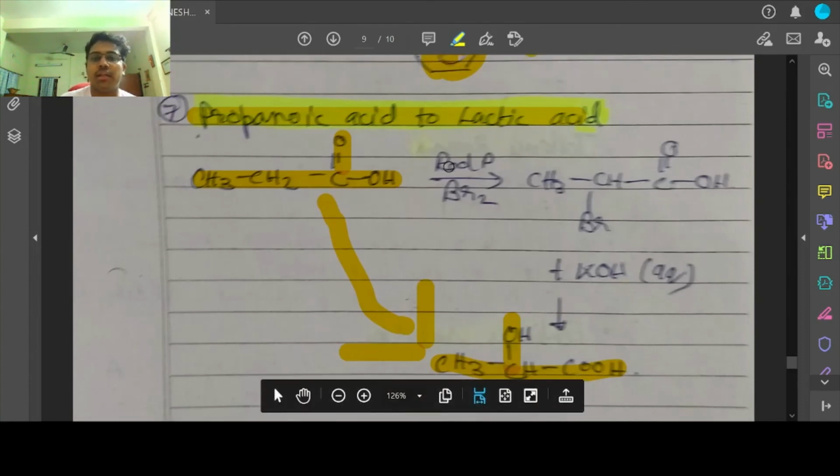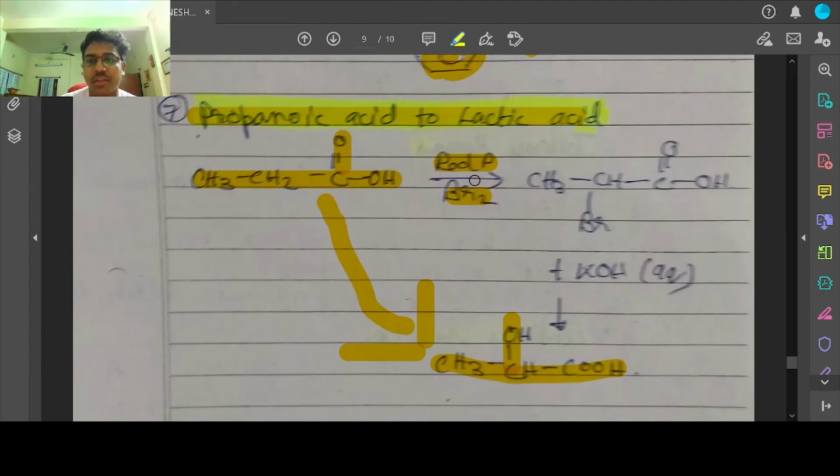Here red phosphorus and bromine is used. I would like the students to comment what kind of reaction this is. We have already learned in this course what kind of reaction this is. Red phosphorus and any halogen molecule. I hope you are remembering and able to answer. It's a Hell-Vollard-Zelinsky reaction, HVZ reaction.